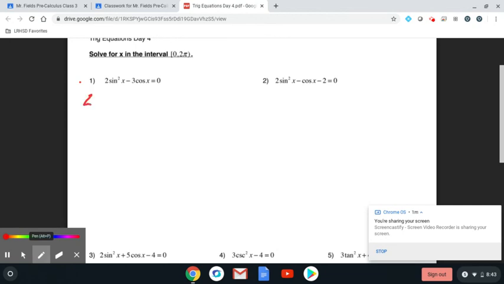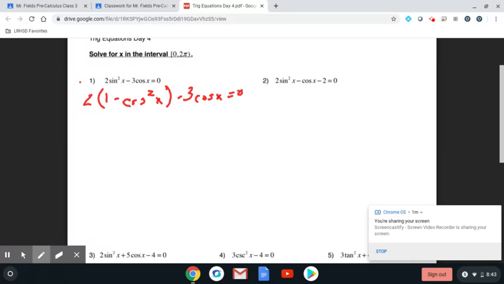We know that we rearranged it before in those notes. So I can plug in 1 minus cosine squared for that sine squared. I'm still going to have that 2 out in front, and then we still have our minus 3 cosine x, and it's equal to 0. That first step was just plugging in using that identity.